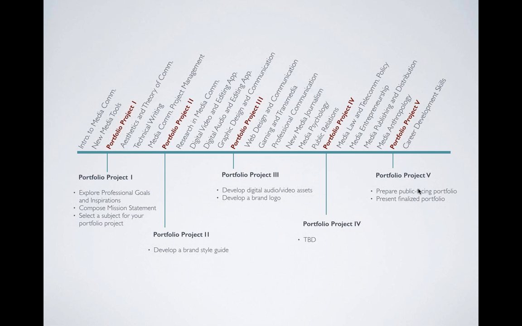So the idea is that once you get down here to the end, you'll have, say, one of the examples is a student chose a golden retriever rescue of Central Florida as her subject. So she would have created a whole new brand identity for that organization, some promotional videos or public service announcements around that organization, and so forth.